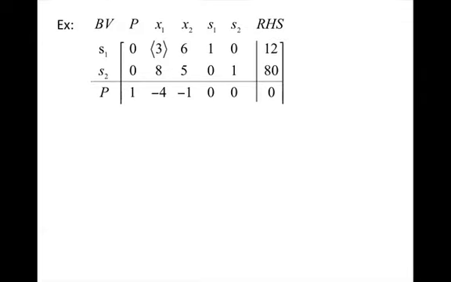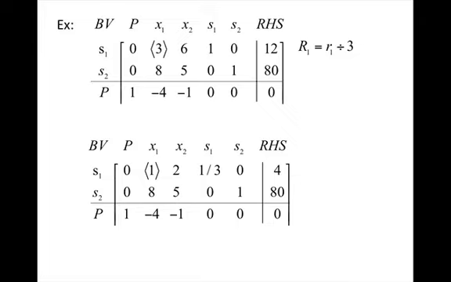So I begin by making the 3 become a 1 by dividing row 1 by 3. If I divide row 1 by 3, I get 0, 1, 2, 1/3. Be sure to use a fraction and not a decimal. 0 and 4. This becomes my new row 1, and you bring down rows 2 and 3.